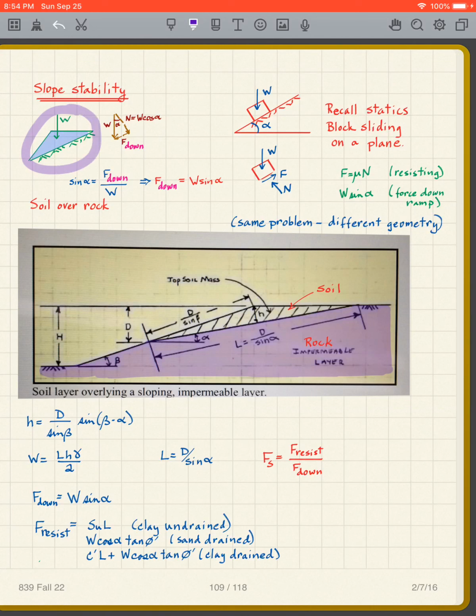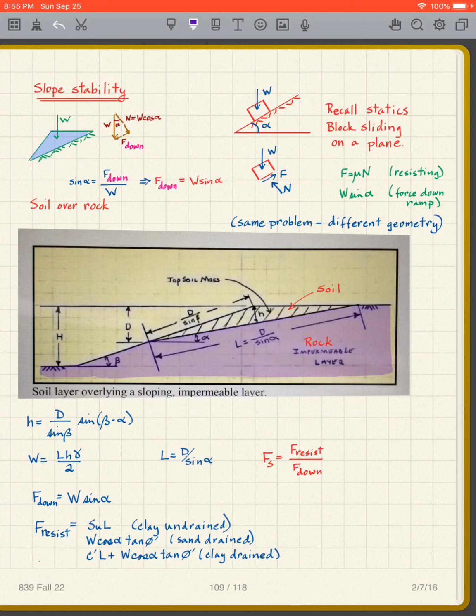situation, which is that we have bedrock with a wedge of soil sitting on top of the bedrock. Now this is common because we have a mountain here or something like that, and we have soil sitting on the top of the mountain or the side of the mountain, and it could slide. So we're interested in determining what is the stability of that particular soil wedge.